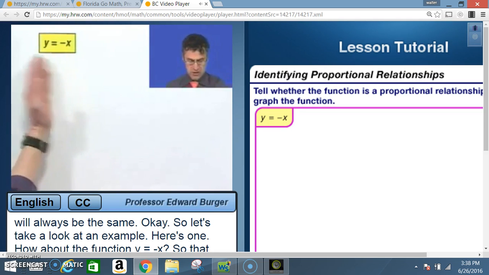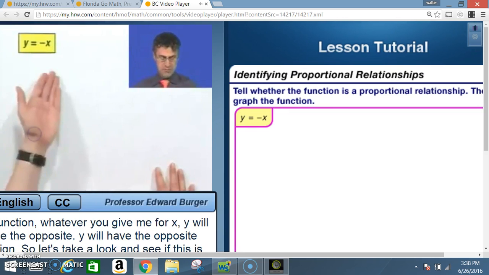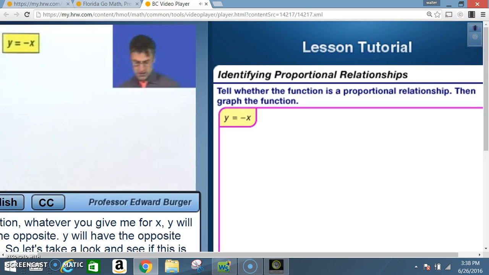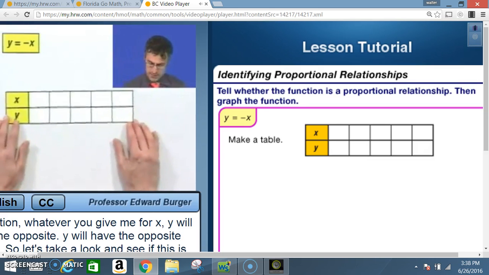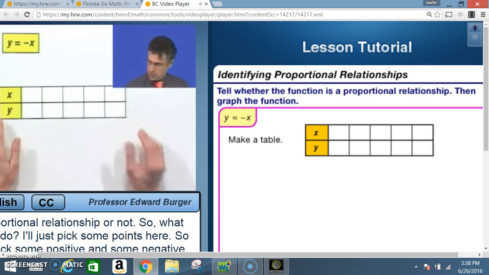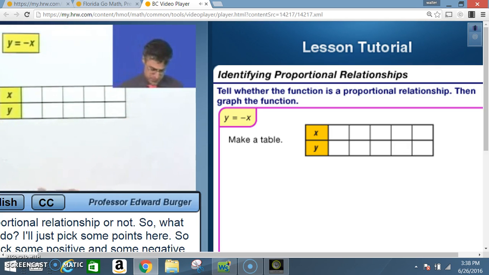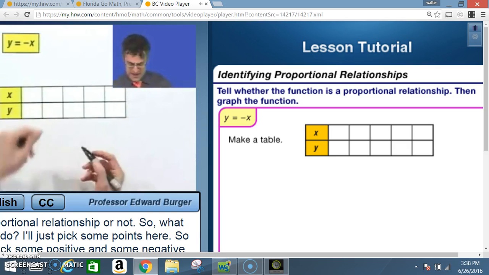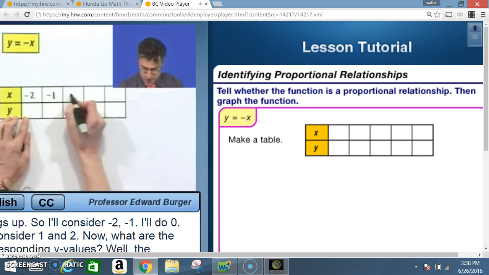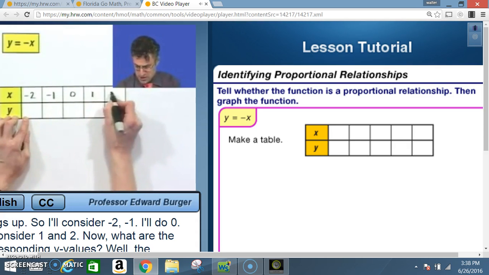So what's this function? Whatever you give me for x, y will be the opposite. We'll have the opposite sign. So let's take a look and see if, in fact, this is describing a proportional relationship or not. I'll just pick some points here. I'll pick some positive and negative just to kind of stir things up. So I'll consider negative 2, negative 1. I'll do 0. I'll consider 1 and 2.